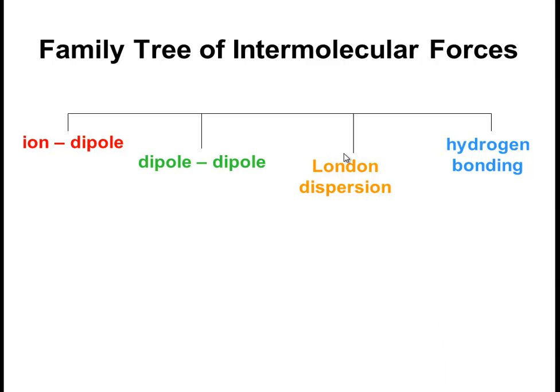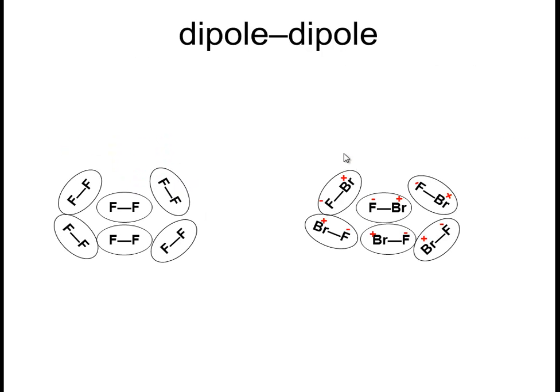Now let's talk about the second intermolecular force on the menu here, and that is the dipole-dipole interaction. So what the heck is that? Okay, so here in this scenario, I'm going to show you two different types of substances. Over here on the left, I have a collection of molecular fluorine molecules. This is one of the homonuclear diatomic molecules, whereas on the right I have a different substance. It's also a diatomic molecule, but this is bromine monofluoride.